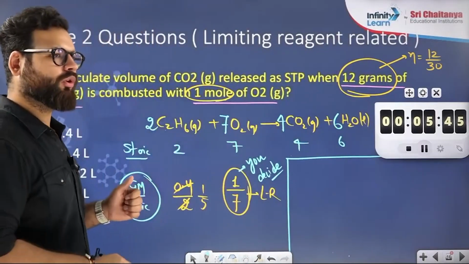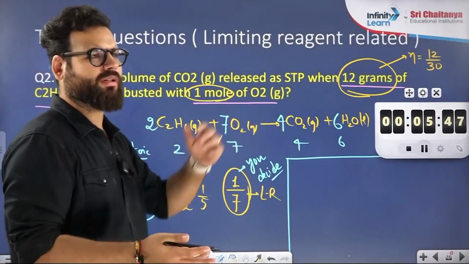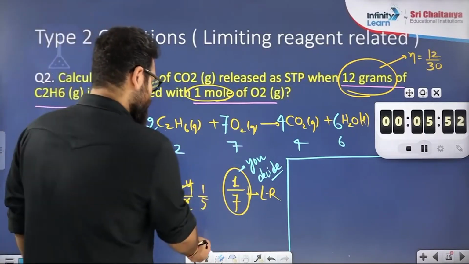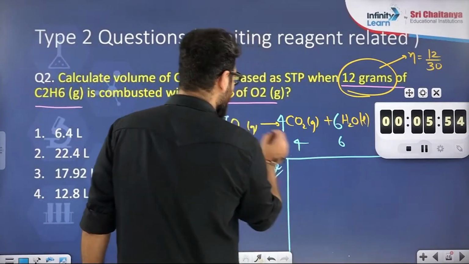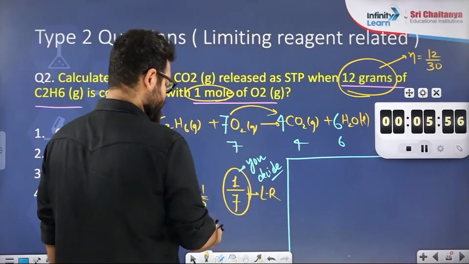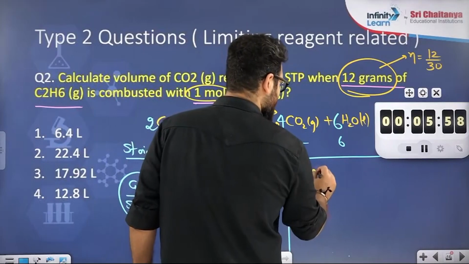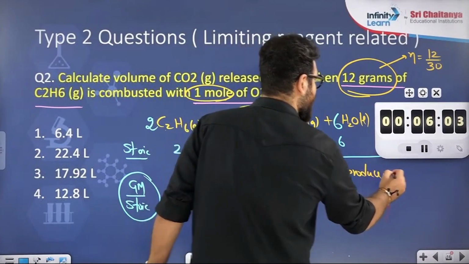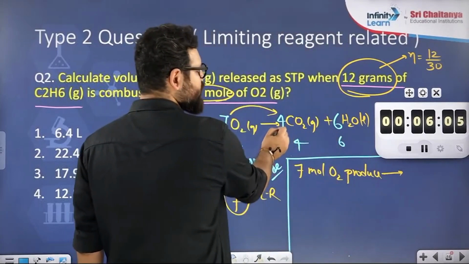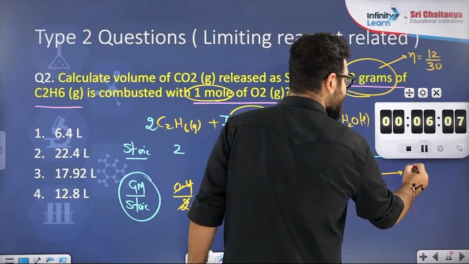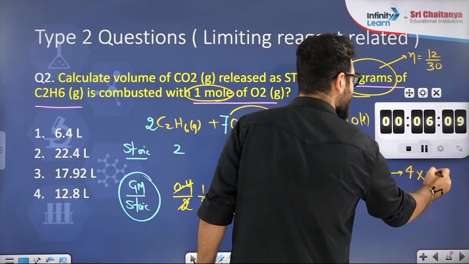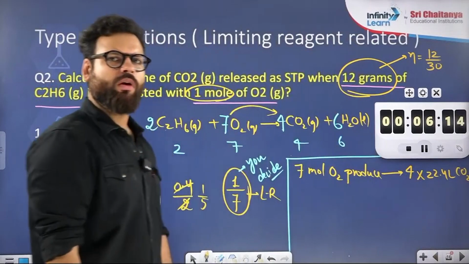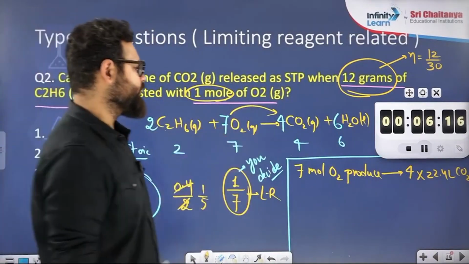Third option, fourth option, let us see, I don't know which option is correct, but you have to solve it completely. Oxygen, you decide. So oxygen says 7 mole oxygen produces 4 mole CO2. 4 mole CO2 means 4 times 22.4 liter CO2. Okay, I am writing the volume data.